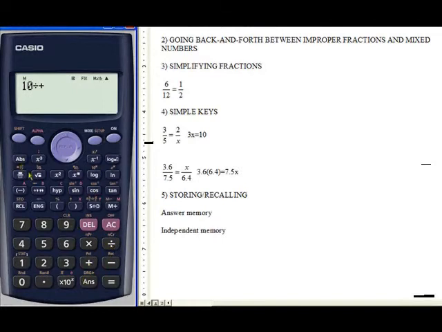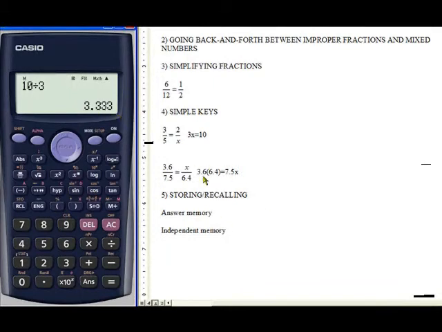let me delete that. 10 divided by 3 and equals. It gave you a fraction. If you want the approximate answer, you can go to shift equal, so it gave you an approximate decimal answer.